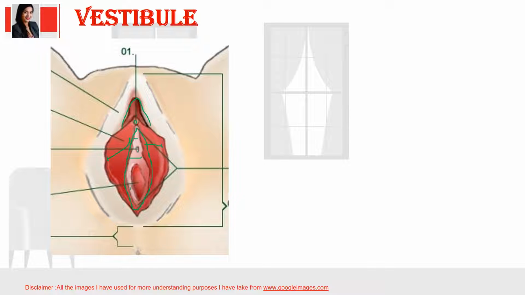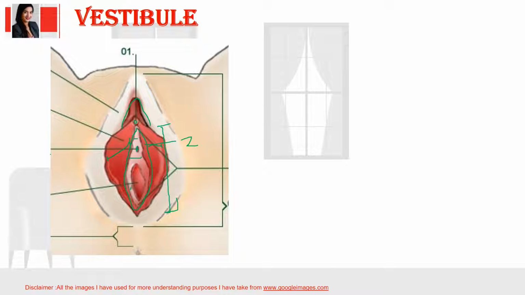In this vestibule, if the length of the vestibule is 100%, then in the upper 25% we have the urethral opening, through which we always urinate. And beneath that, in the downward 25%, we have the vaginal opening. So there are openings of two canals.